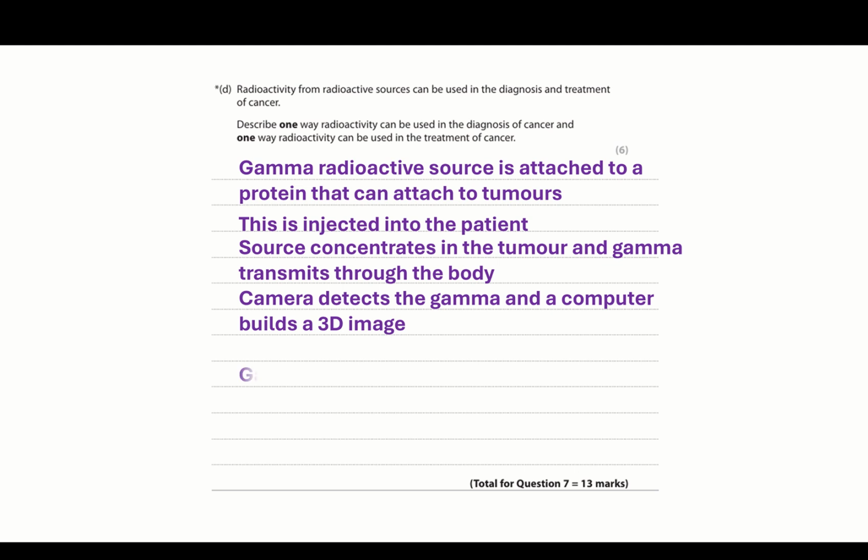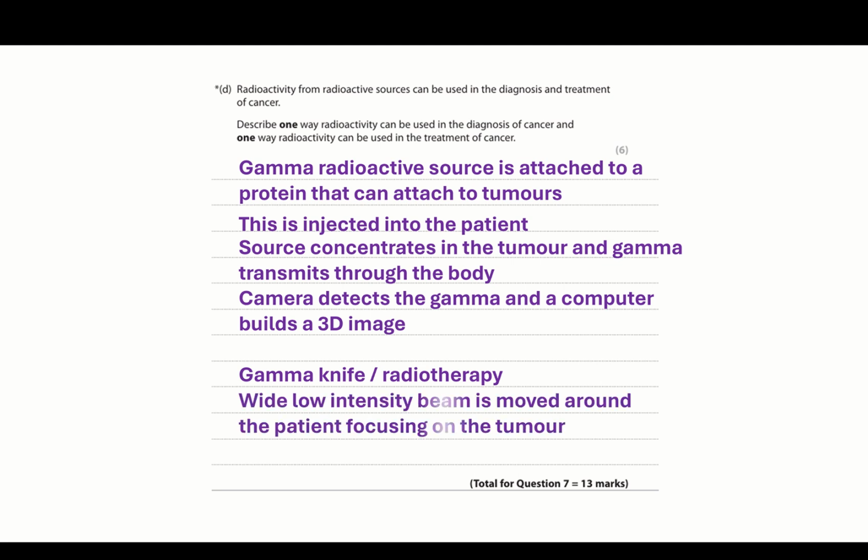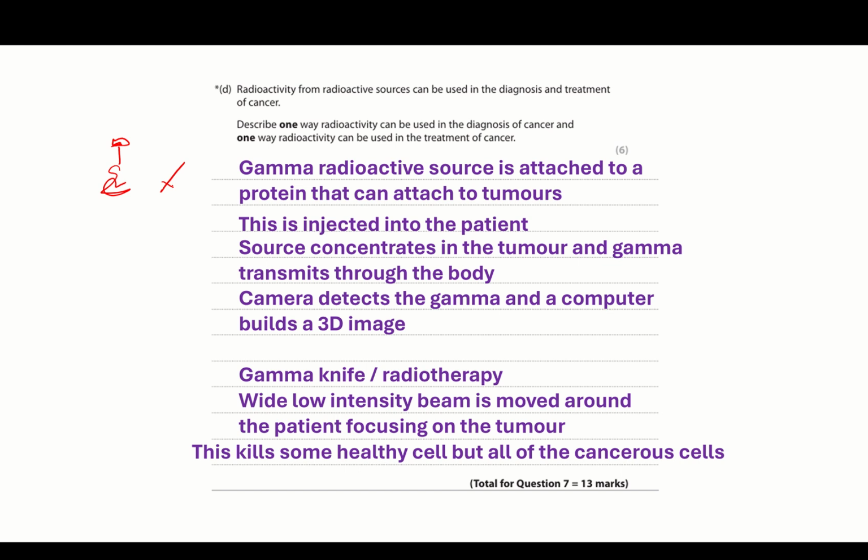Next one, we can then talk about the gamma knife or radiotherapy. A wide, low intensity beam is moved around the tumour, moved around the patient, focusing on the tumour. This kills some healthy cells, but all of the cancerous ones. So to turn this into daft little pictures, get a protein, attach some radiation, inject it. Here's the tumour. Now this is highly radioactive. That can pass through the body. We then detect it. There's an eye, and we turn that through a computer into an image of the tumour.